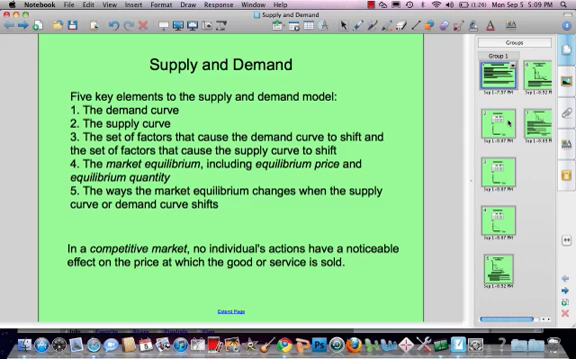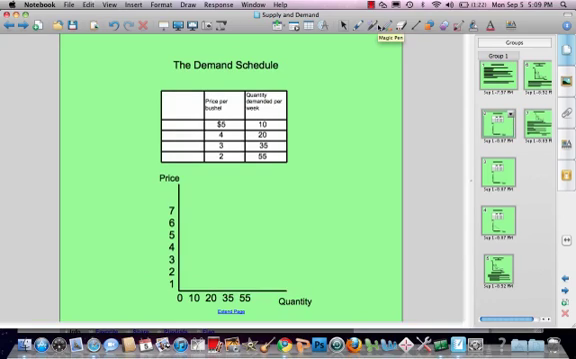Let's get right into demand. The demand schedule is a schedule or a curve that shows the various amounts of a product that consumers are willing and able to purchase at each of a series of possible prices during a specified period of time.